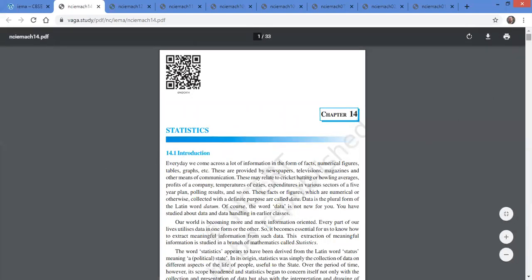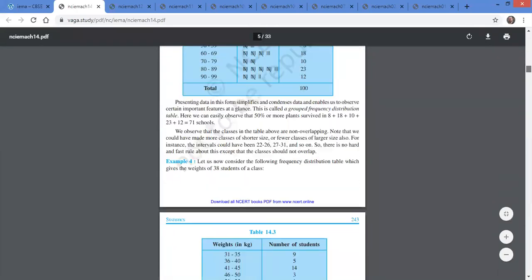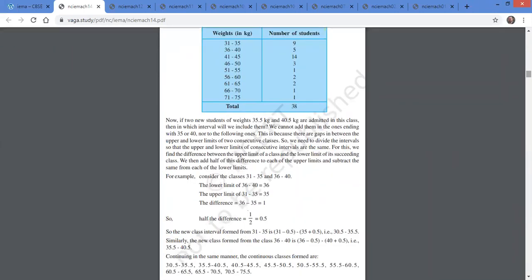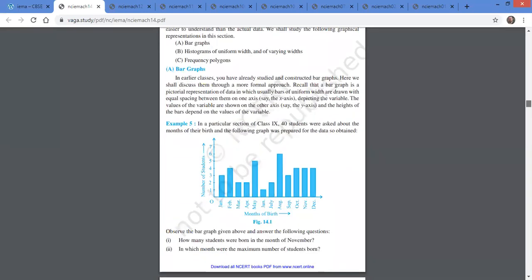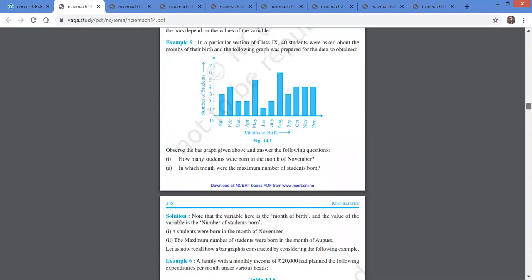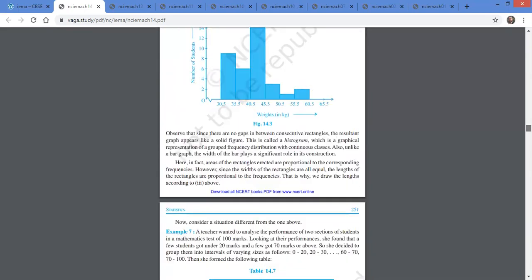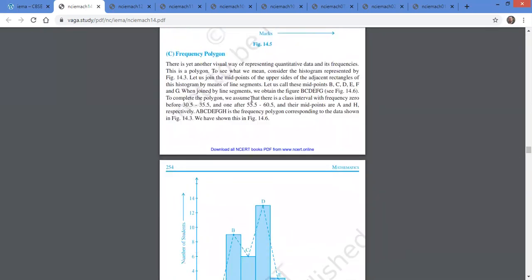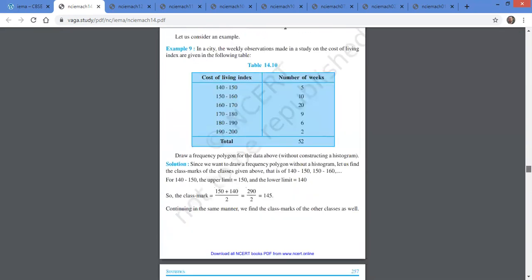it was an easy chapter, a scoring chapter, but a lot of things have been deleted here. There is presentation of data in the form of a bar graph. There is presentation of data in the form of histogram and frequency polygon. So frequency polygon is totally cancelled. The first and second exercise is there as it is. Bar graph is there. The histogram is there in the course. But what is deleted is the frequency polygon.